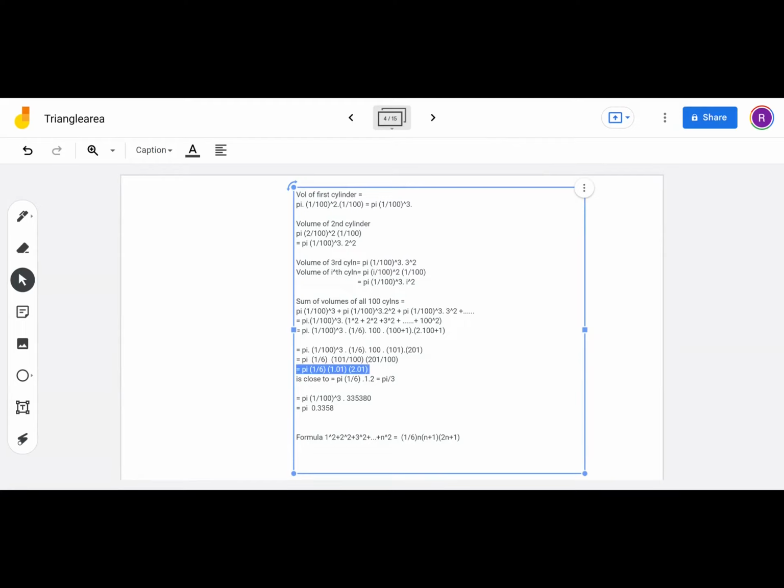Aishwarya? Yes, sir. Where is the 0.01 you are talking about? Did you say 0.01 or 1.01? 1.01, sir. No 0.01, right? Sir. Is there any 0.01 anywhere? No, sir. Okay. So just continue, Aishwarya, from the point where you have pi into 1 by 6 into 1.01 into 2.01.